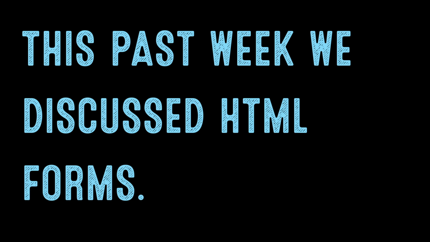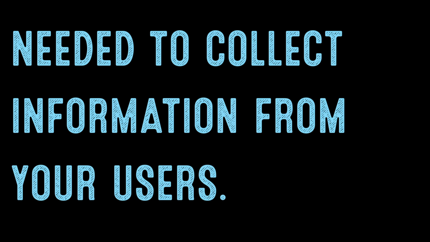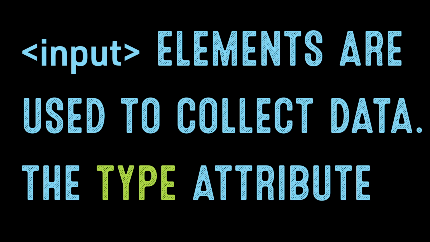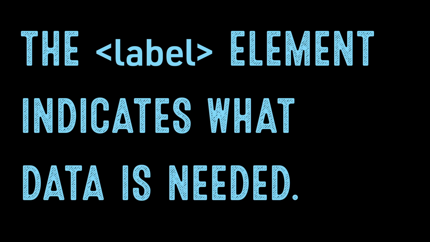The Daily Code Snippet. This past week, we discussed HTML forms. Forms are needed to collect information from your users. The form element is used to create that form, while the input elements are used to collect data. The type attribute specifies the different types of input fields. The label element indicates what data is needed.